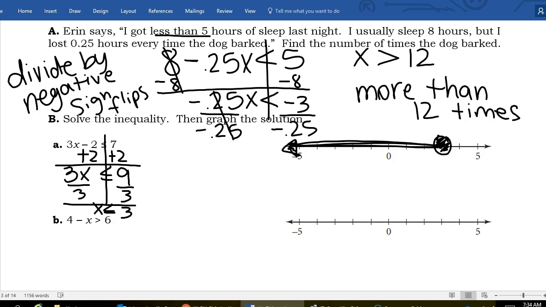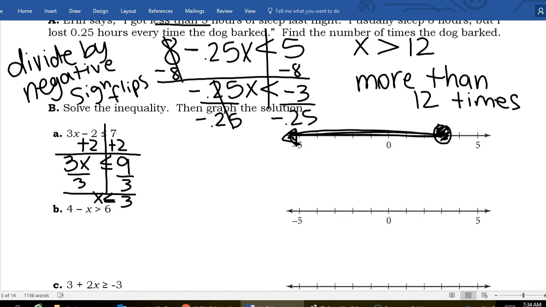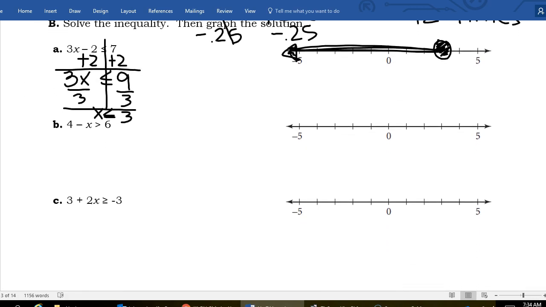Letter B says 4 minus x is greater than 6. So step 1 would be to get rid of the 4. People tend to want to do a minus, or they want to do a plus 4 because they see a minus behind the 4. But remember, the minus is on the x, not on the 4. So to get rid of a positive 4, I am going to do a minus 4. Don't be tempted to do a plus 4 because you see the minus afterward. 6 take away 4 leaves me with 2. That minus is still in front of the x, now becoming a negative x.